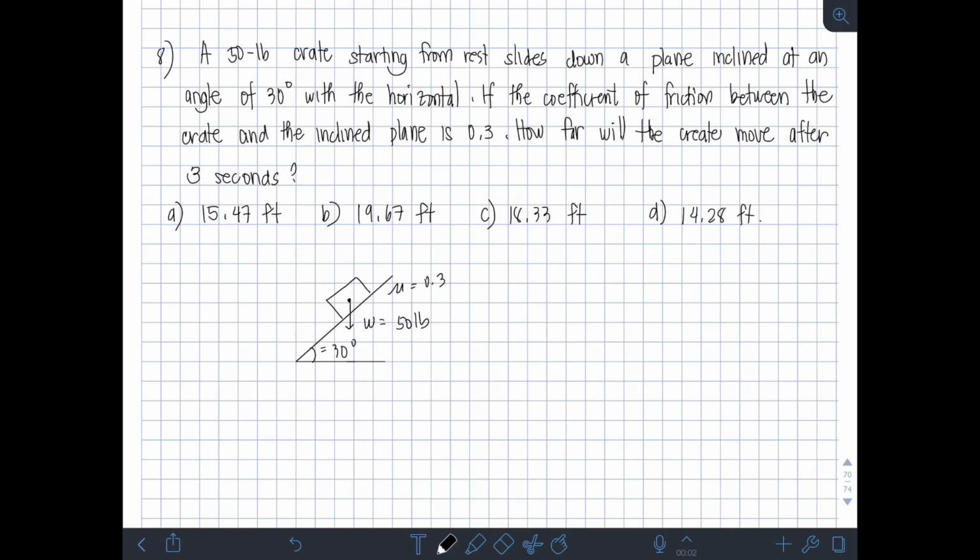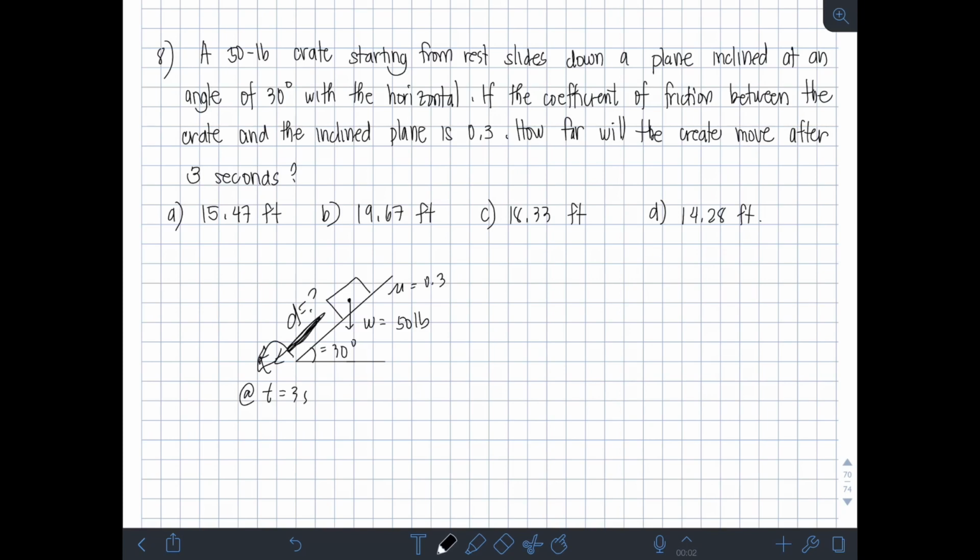So dahil meron tayong weight dito sa crate na 50 pounds, yung weight niya is magte-tend na mapaslide down niya yung crate dito sa incline, right? Pababa. So, after 3 seconds daw, so at t is equal to 3 seconds, ano yung magiging distance na na-travel nitong crate? So, let's say mag-move siya ng distance d. Okay? So, ano yung distance na yon? So, mapansin nyo, hindi na siya equilibrium kasi nagkaroon na nga ng motion. Pero, pwede pa rin natin i-apply dito yung summation of forces na dapat hindi na naka-equate sa 0.